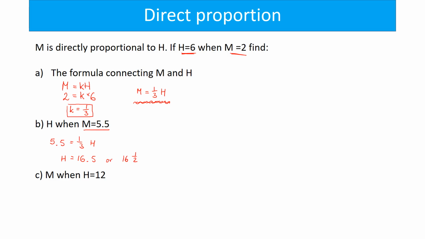Now I've got the value of h, but I want to find the value of m. Again, I'm going to substitute the value of h into the formula. So m equals a third times 12. So m equals 4. And that's it. Let's have a look at another one.